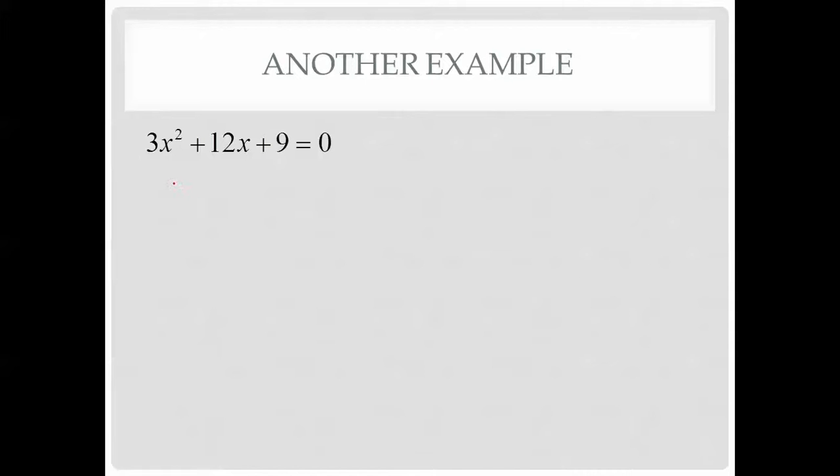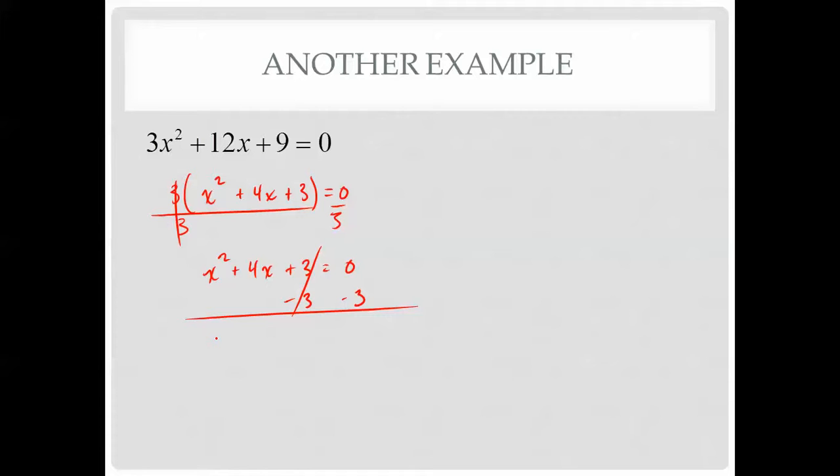Last example here, factor out a 3. X squared plus 4x plus 3 equals 0. Divide by 3. That goes away. And now I'm going to subtract 3 from both sides to make a perfect square trinomial. Plus blank equals negative 3 plus blank. 4 over 2 is 2. 2 squared is 4, so 4 goes in here.